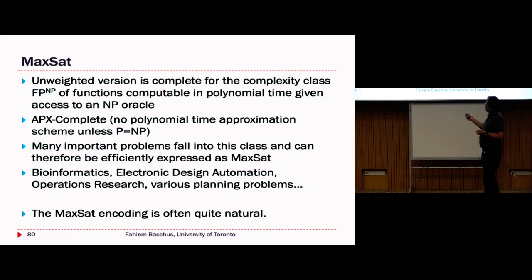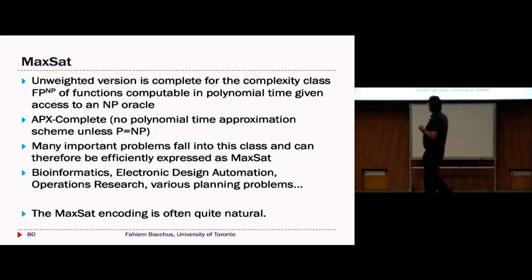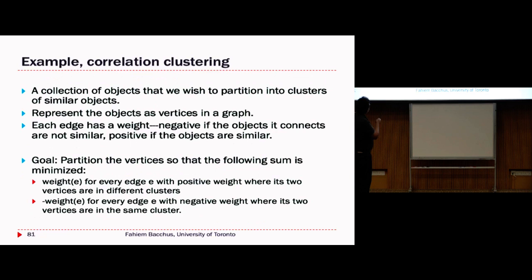But many important problems fall into this class, and Maxsat has been applied to problems in bioinformatics, electronic design automation, operations research, planning problems, etc. And actually, it turns out that the Maxsat encoding is often quite natural, which is a nice thing. So let me give you an example. So this is a correlation clustering example.